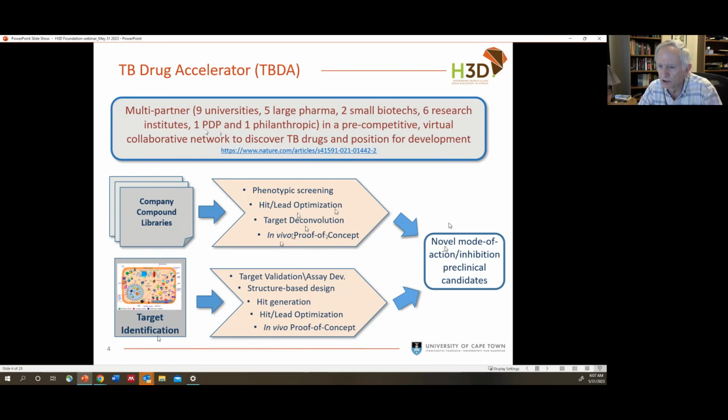Alternatively, the other approach is to identify targets. There's a lot of work that's been done by the groups here in stratifying targets, validating targets, and getting crystal structures of targets to enable structure-based design, and screening the target to identify hits. And if you're good enough, you end up with hits of sufficient potency that you get whole cell activity in culture against MTB. You carry out the hit to lead optimization program and eventually get to your in vivo proof of concept. All of this is directed to identifying preclinical candidates.